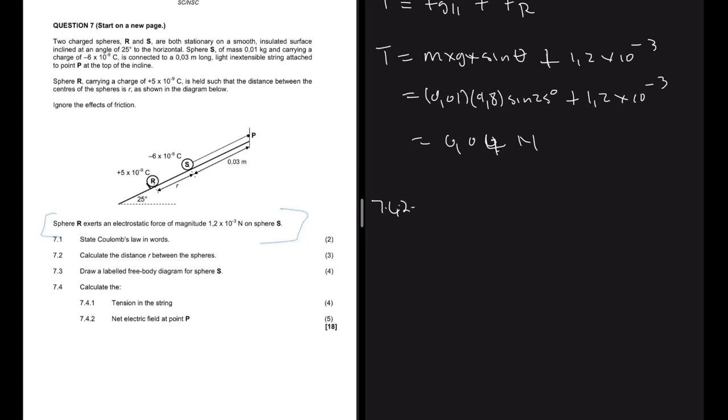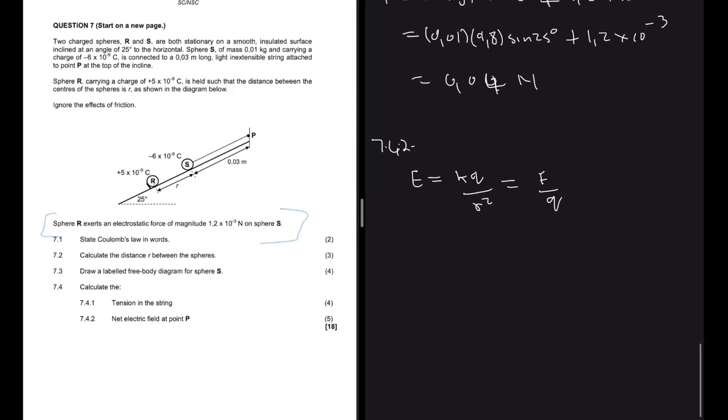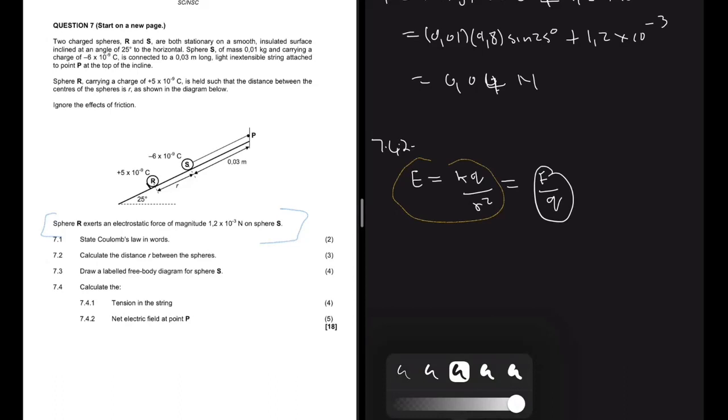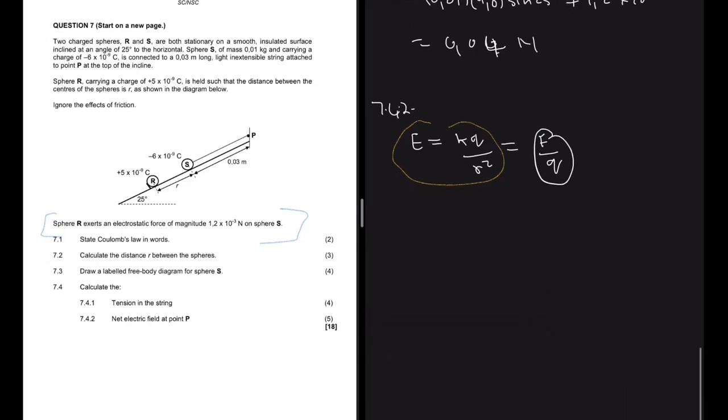Let's move ahead. Last but not least, 7.4.2, net electric field at point P. We know that the equation for electric field is E equals k Q divided by r squared, or E equals F divided by Q. In this question we're going to use the formula E equals k Q divided by r squared instead of this formula here, because we don't have the charge of P, right? So we cannot use that formula. So let's go ahead and do that.